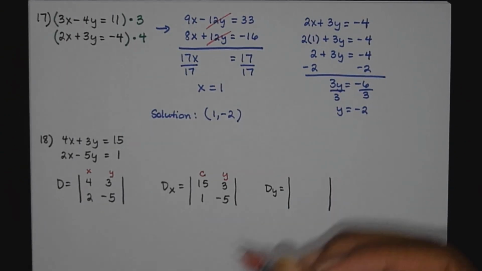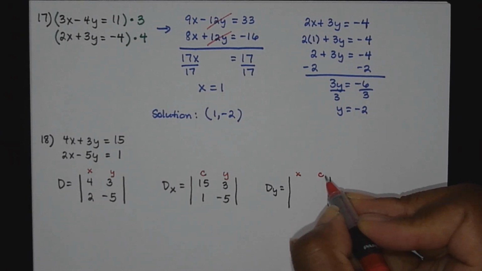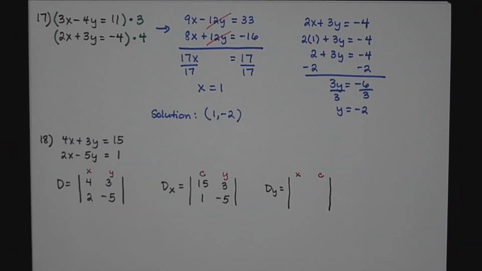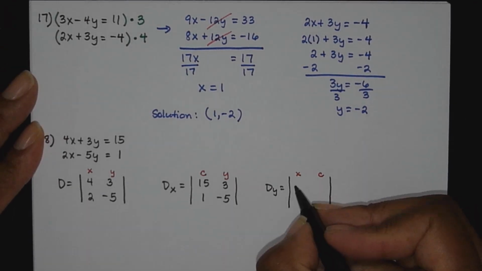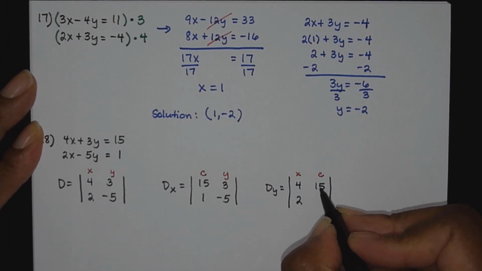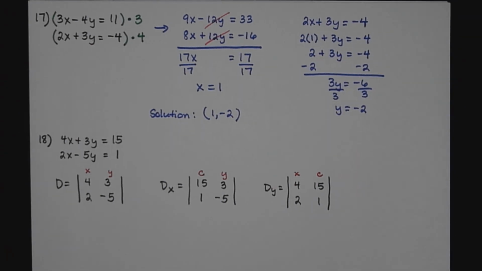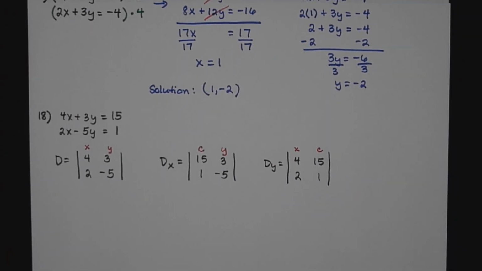And then for d sub y, the first column has your x coefficients. This time, your constants will be in the second column. So in this case, my x coefficients are 4 and 2. The constants now, 15 and 1. For each one of these, we will find the determinant, which is a numerical value, and then find out what x and y are going to be.